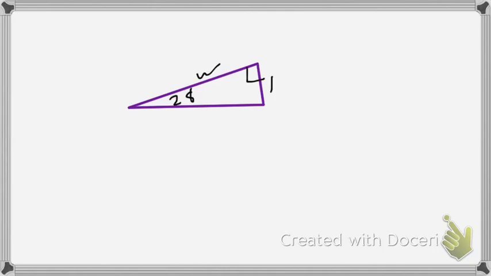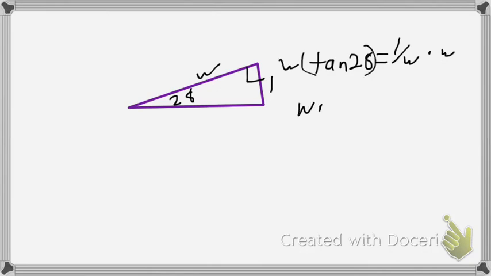Here we have 28 degrees. We have the opposite side as a 1. The adjacent side is W. So that would be tangent. So when you have a problem like this, what you want to do is identify which trigonometric ratio we're using. So we know that the tangent of 28 equals 1 over W. So we're going to multiply both sides by W.